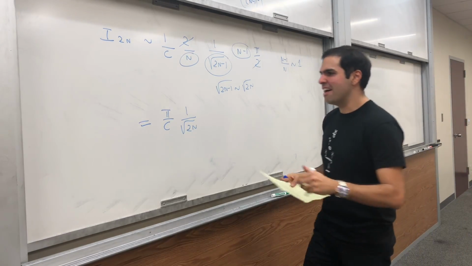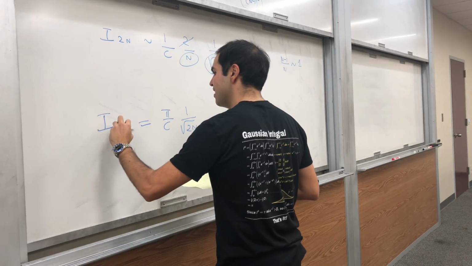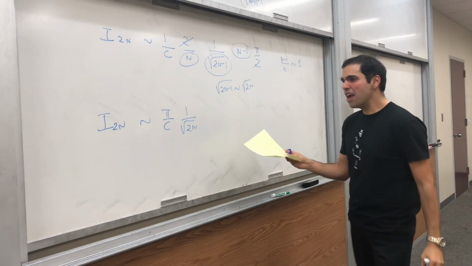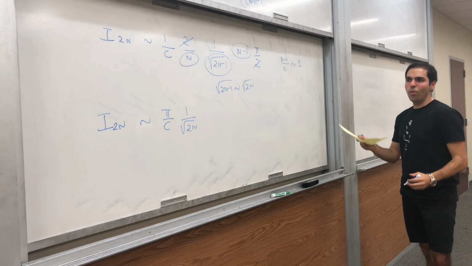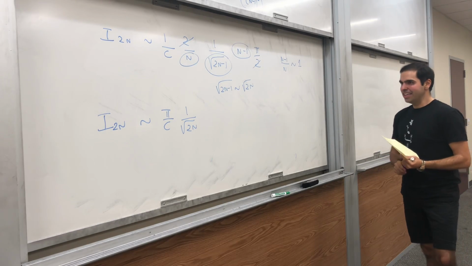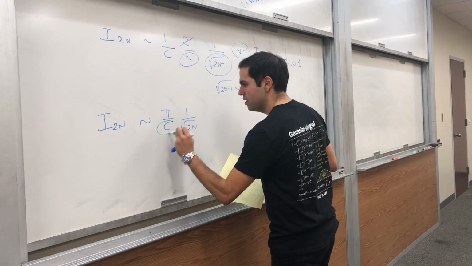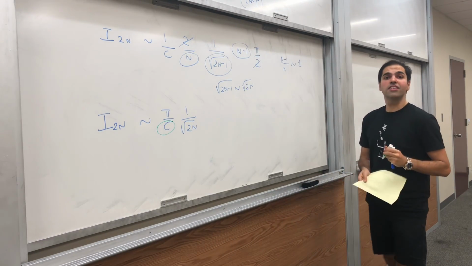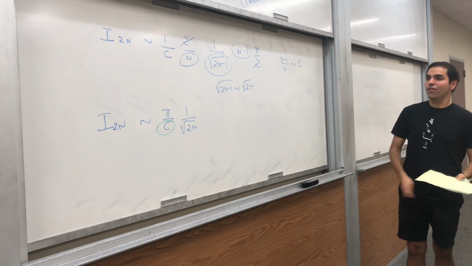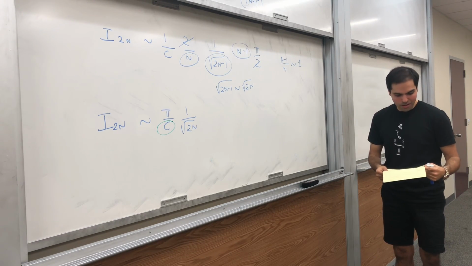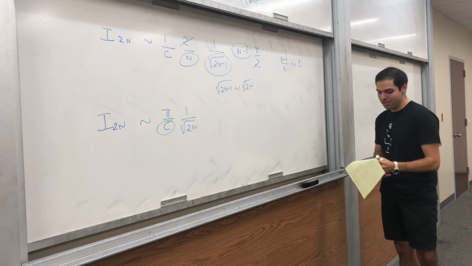So I to n is asymptotically equal to pi over c times 1 over square root of 2n. And remember what we want to find? We want to find this constant c. And for this now, so surprisingly, I think it was still part 2. Now we want to do part 3.